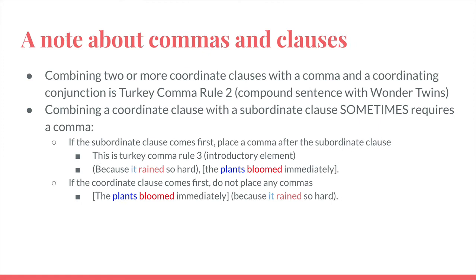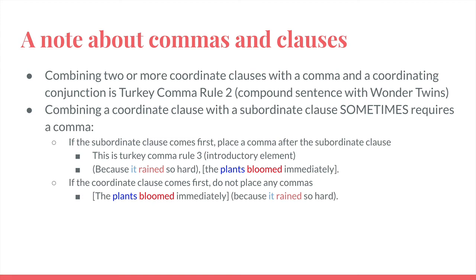A quick note about commas and clauses. If you combine 2 or more coordinate clauses with a comma and a coordinating conjunction, you actually have turkey comma rule number 2, which is a compound sentence using the Wonder Twins, a comma and a coordinating conjunction.